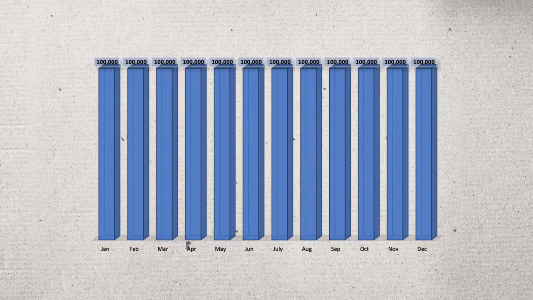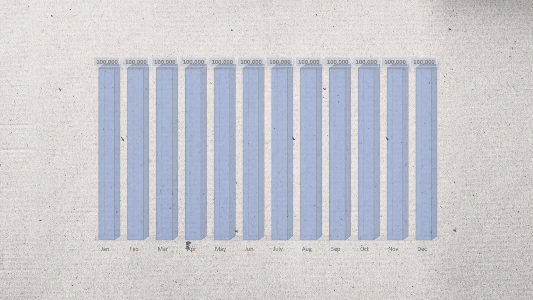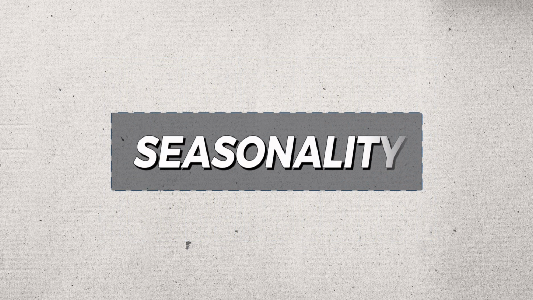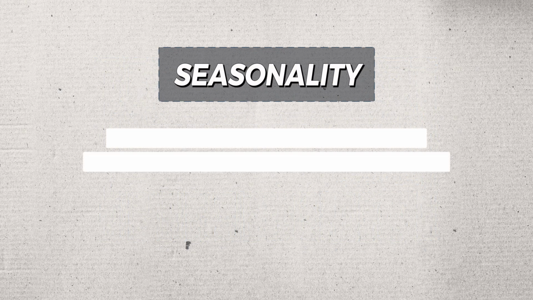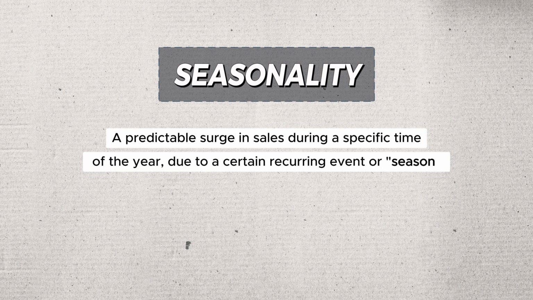If a retail or e-commerce business makes $1.2 million in a year, does this mean that it makes roughly $100,000 every month? For most retail businesses, this is not the case. That's because a lot of retail businesses are subject to the effect of seasonality, which is a term that refers to a predictable surge in sales during a specific time of the year due to a certain recurring event or season. Let's see some examples.